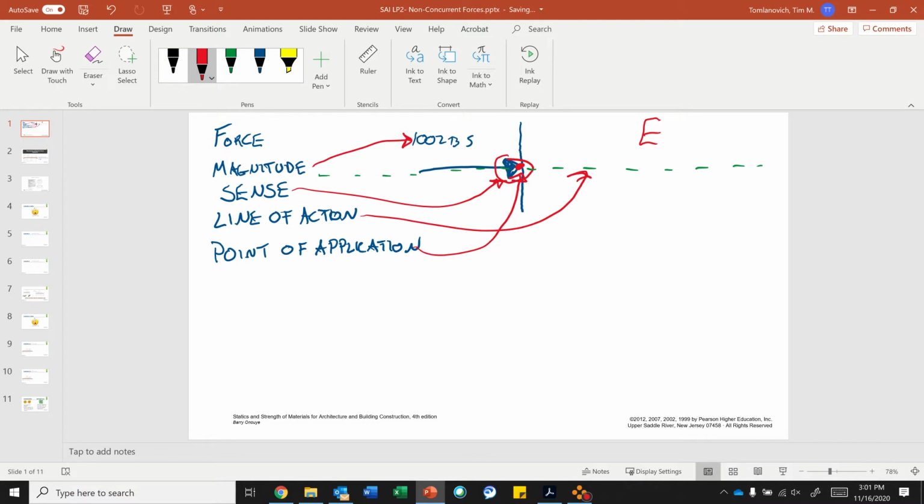Okay, so now that's what forces are made of. Typically it's the weight of materials in residential construction. So now what do we have?